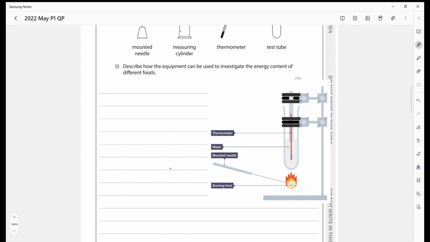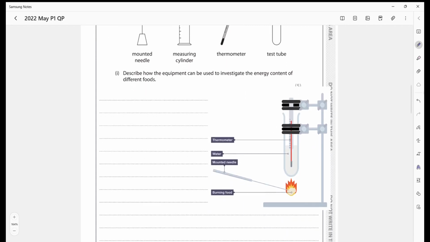Okay, so basically what we have is the food here that's mounted on the needle, and you would burn the food, and when you burn the food, that releases a lot of energy, and that heat energy is being transferred into this water here, which will cause the water to rise in temperature. So the higher the energy content in that food, the greater the temperature rise.